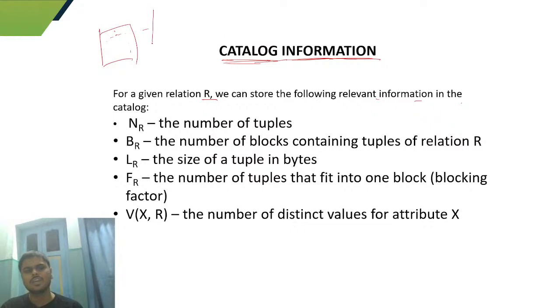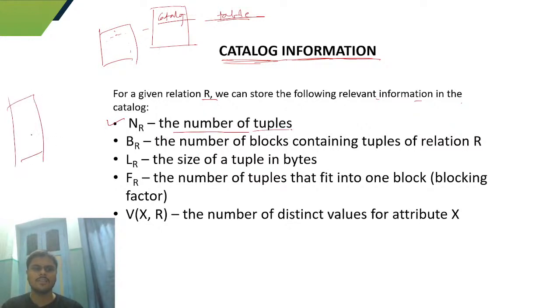Similarly, whenever we are storing a table in a database, we are maintaining a catalog for that, so that every table that has been entered into the database has a specific entry. So what are the entries in the catalog? The first one is NR, which is the number of tuples. If it has, let's say, 10,000 tuples, then our NR will be nothing but 10,000, right?